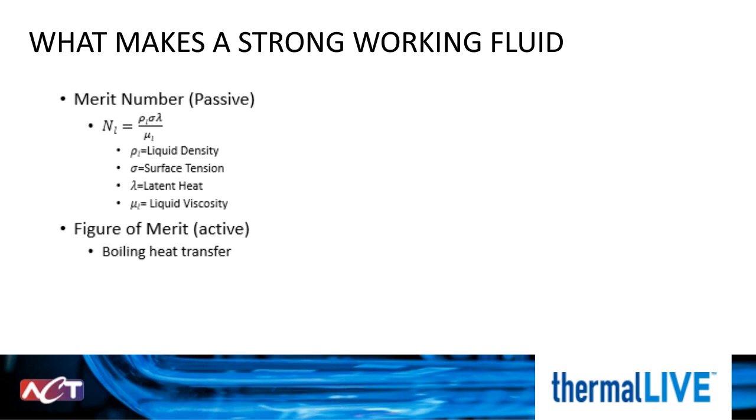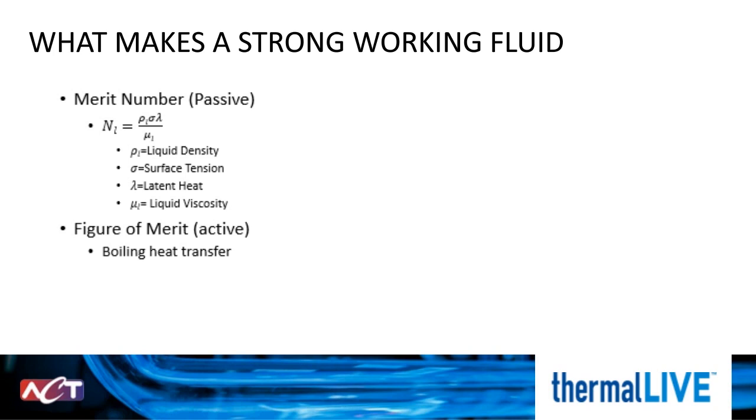The figure of merit identifies a fluid's boiling heat transfer capacity and is equal to the liquid density times the surface tension times the latent heat, all divided by the liquid viscosity. Fluids with high latent heat, high surface tension, and low liquid viscosities are all ideal in two-phase heat transfer.